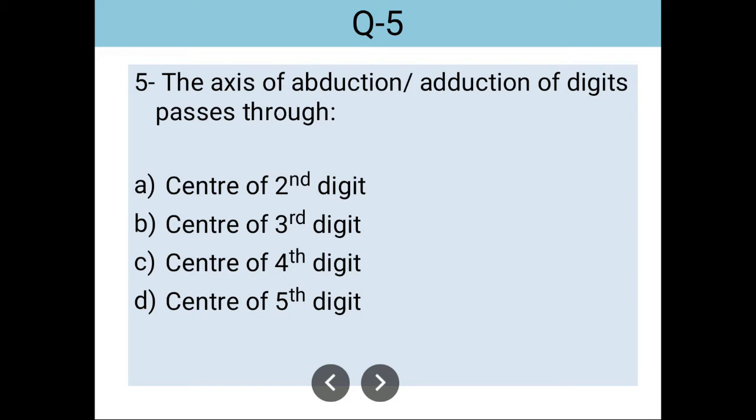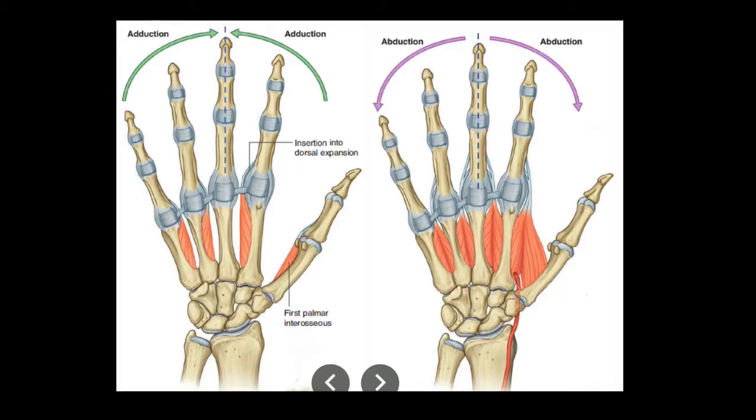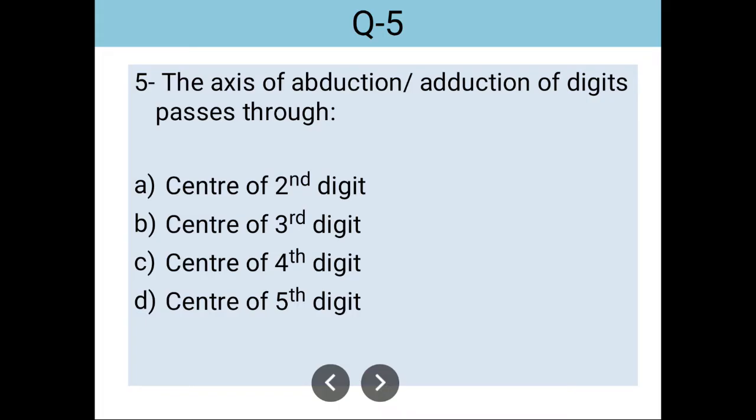The axis of the abduction and adduction of digits passes through. Let's have a look here at this part for the abduction and adduction. We can see that the middle finger, the third one, the axis is there, in both cases. So our best answer will be the center of the third digit.